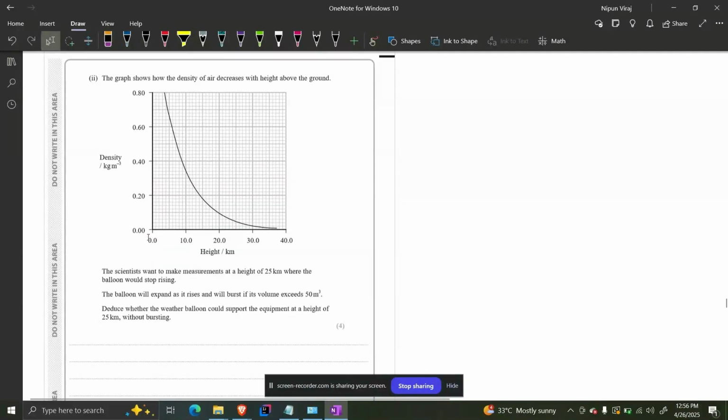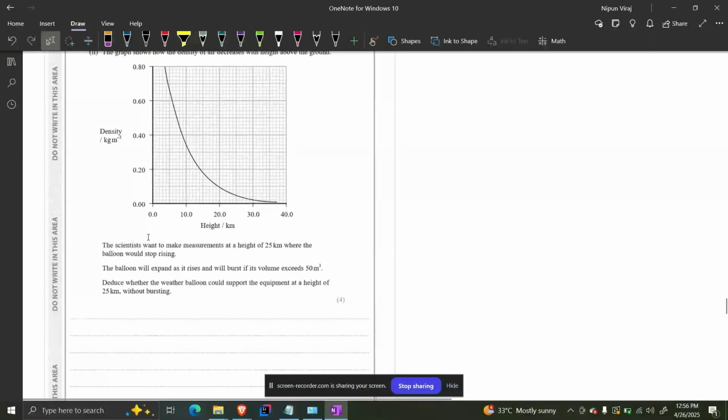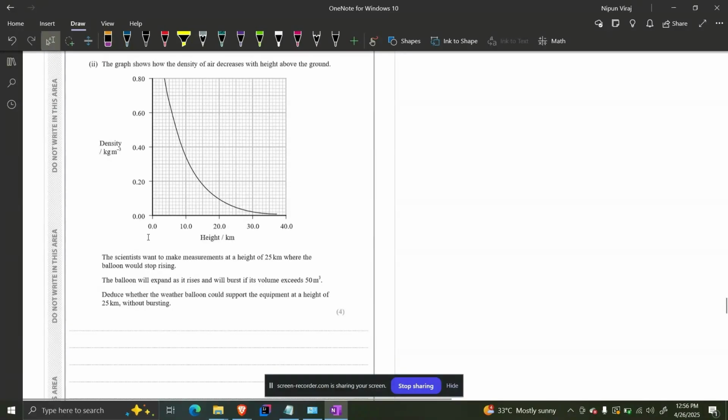The graph shows how the density of air decreases with height above the ground. So when you go up, what happens? The density will decrease little by little. Scientists want to make measurements at a height of 25 kilometers where the balloon would stop rising. The balloon will expand as it rises and will burst if the volume exceeds 50. Did you say that the balloon could support the equipment at a height of 25 kilometers without bursting? So if you get the 25 kilometers point, what is the density of air?